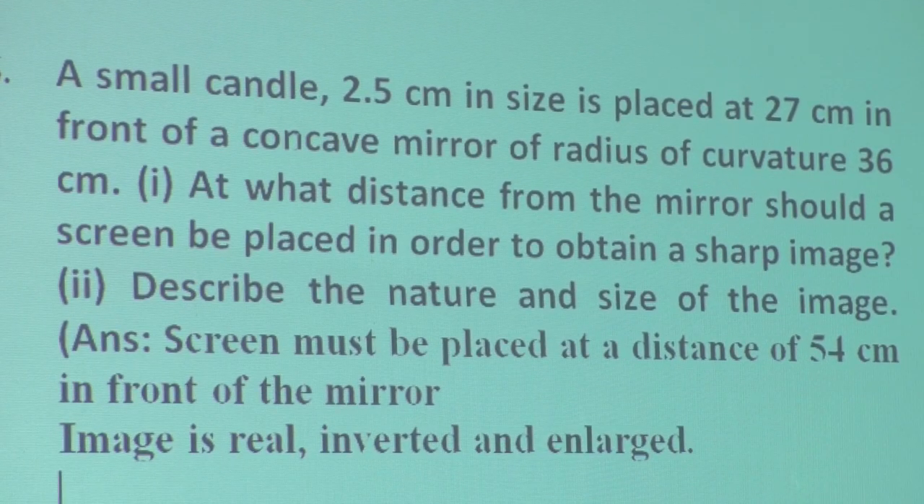It's a concave mirror, one clue. A small candle, 2.5 centimeter in size, that is its height. 2.5 centimeter is the height of the object, placed 27 centimeters, object distance. The radius of curvature of the mirror is 36, it is concave, so minus 36. The focal length is minus 18. At what distance from the mirror should a screen be placed? The screen is used to get the image, so this is the image position, the image distance. Where you have to place the screen so as to get the sharp image. Describe the nature and size of the image.